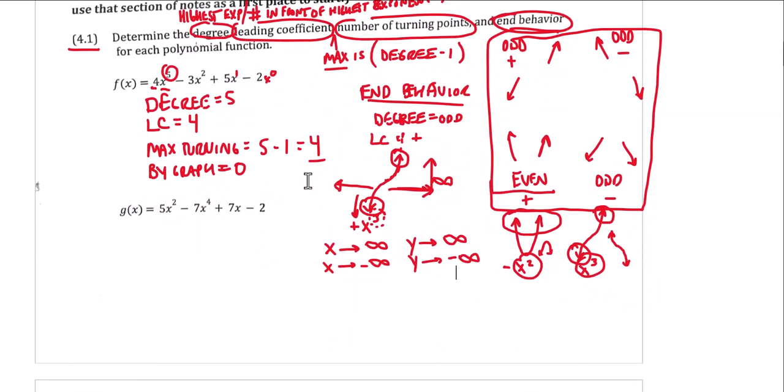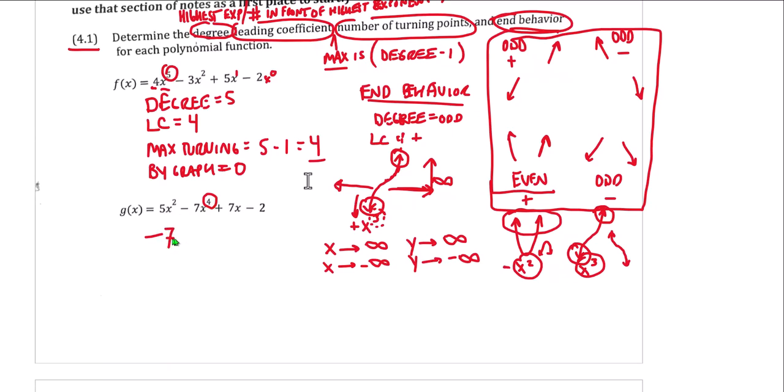In the next 4.1 example here, this g of x function, you've got to be careful. Some students automatically assume that the degree is the exponent on the very first x term. And remember, that is not what the degree of a function is. The degree of a function is the highest exponent, no matter where that exponent appears.